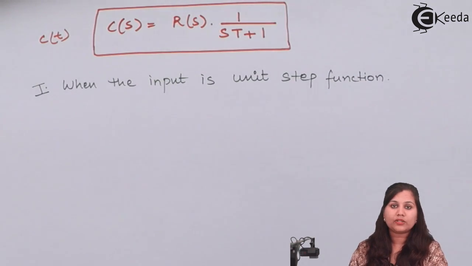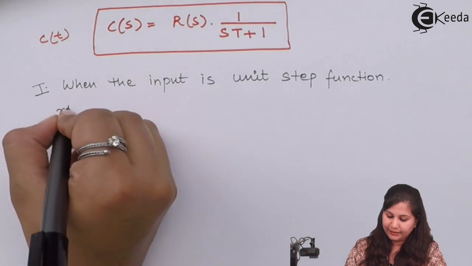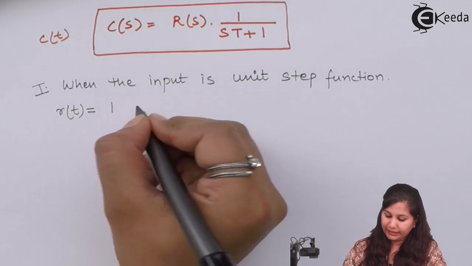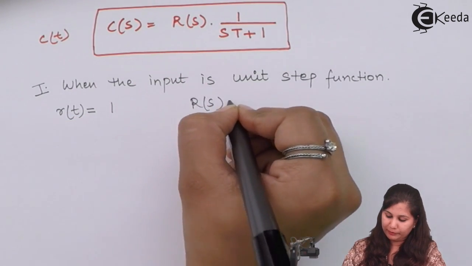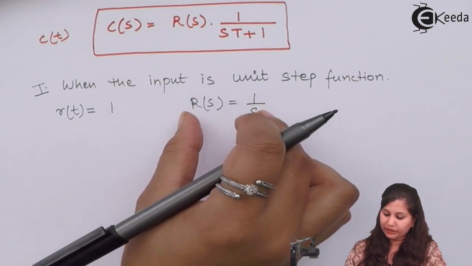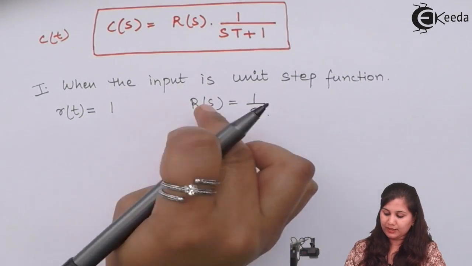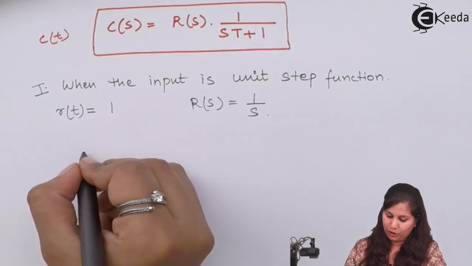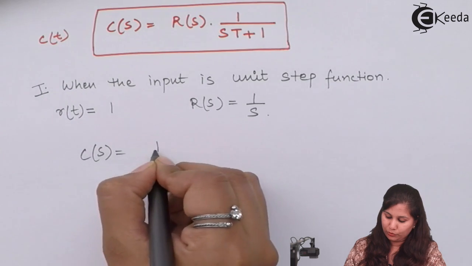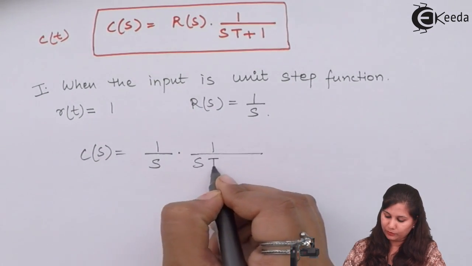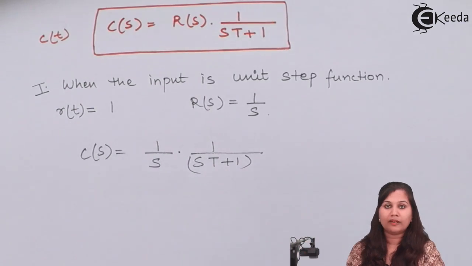So when the input is a unit step function, r(t), which is our input signal, is equal to 1. If we take its Laplace transform, it will be equal to 1 by s. So we are going to put the value of this Laplace transform R(s) in this equation and we will get C(s). So C(s) will be equal to 1 by s into 1 upon (sT plus 1). We have put the value of R(s) in this.